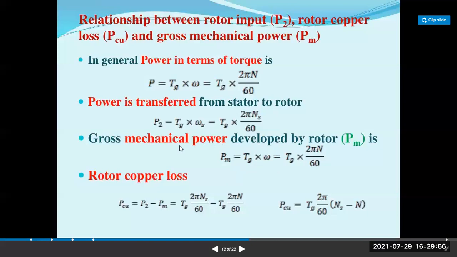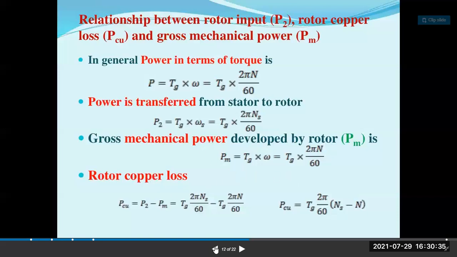This is the gross mechanical power developed. That is, power is given by torque into speed. This torque is taken as TG, the air gap torque, or the electrical torque developed in the rotor part, and omega is the speed with which the rotor is rotating. So the omega value is given as 2 pi N divided by 60 in RPS, rotations per second. If you want to write this term in RPM, rotations per minute, then you can ignore this 60 value. Just write 2 pi N. That will give you the mechanical power developed by the rotor.